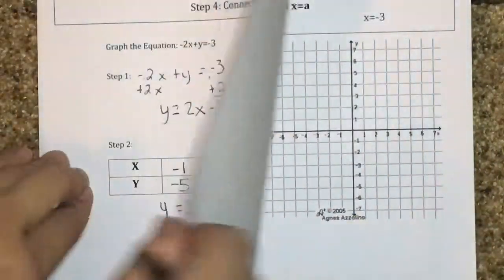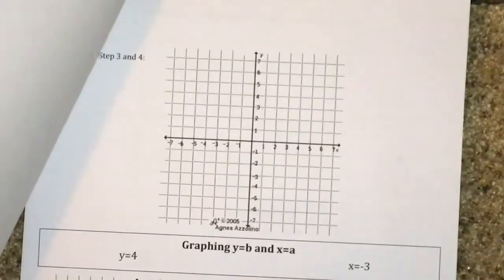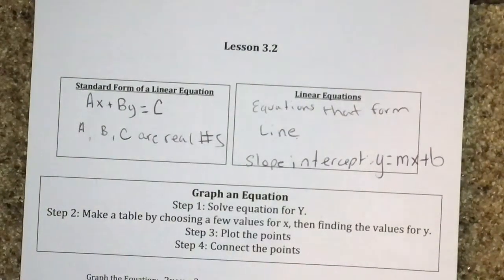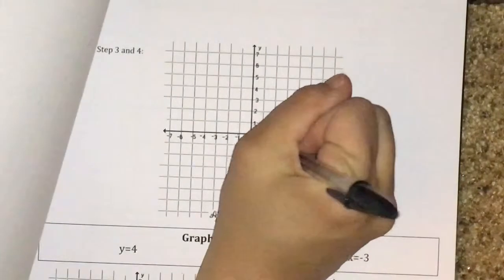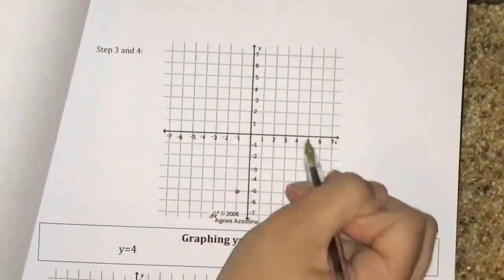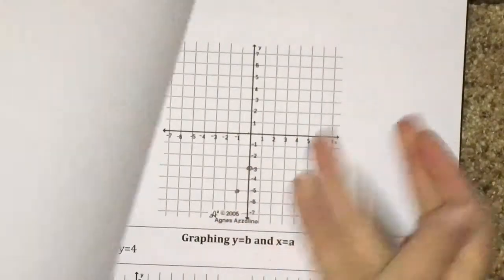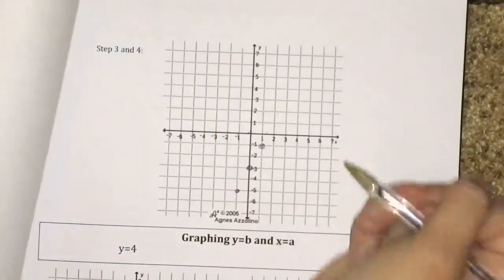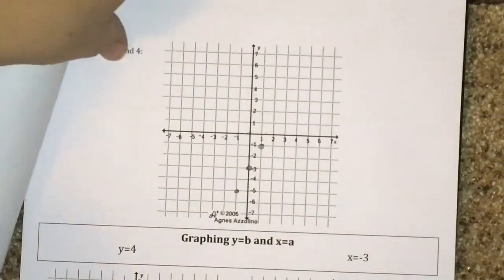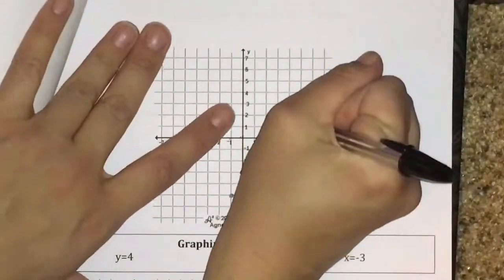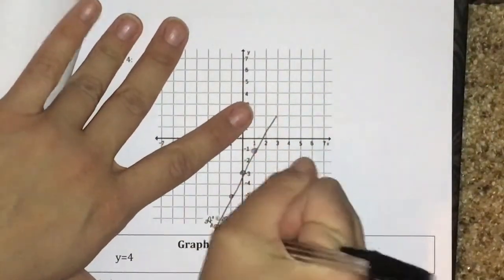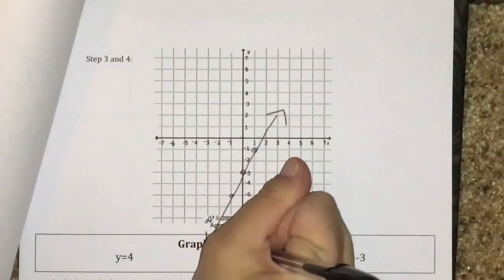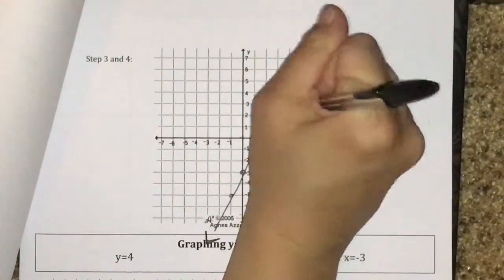So we go negative 1, negative 5. Then we go 0, negative 3. So no direction in the x direction because it's 0, but then we go negative 3. And then 1, negative 1. Now if you did it correctly, it should result in a straight line. Since we do not have a domain, our domain is all of the x values, so the line is going to go on forever and ever, which means we need to put arrows on the ends of our line.